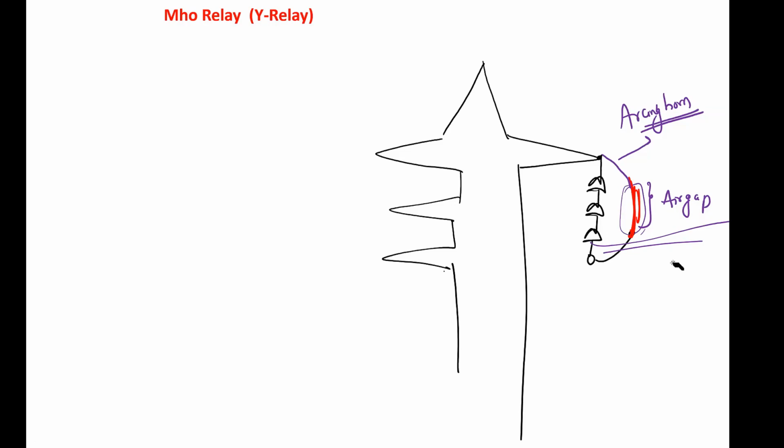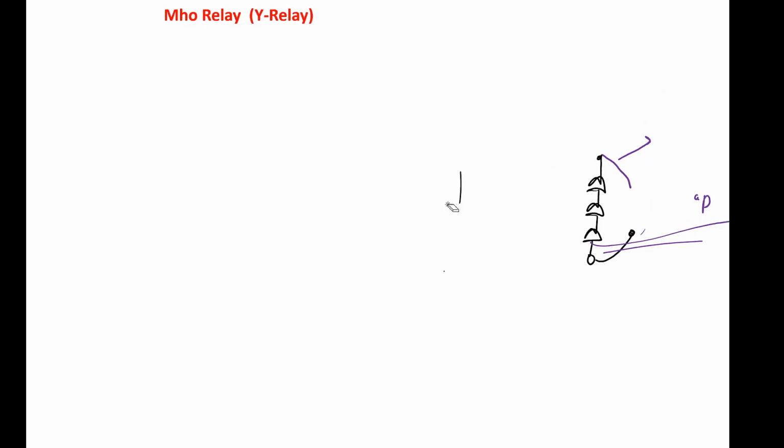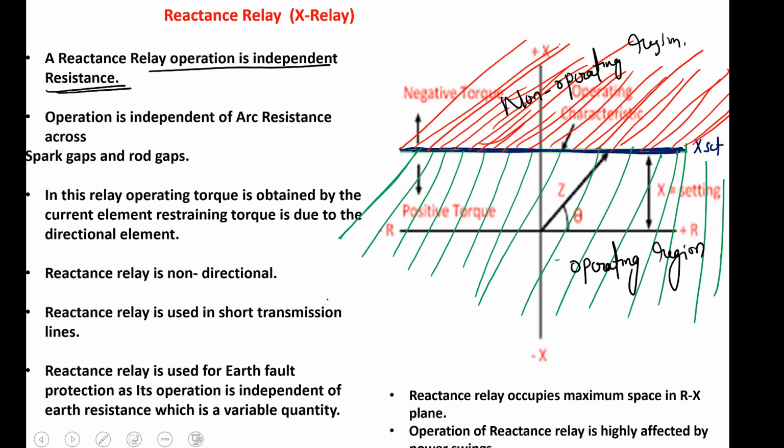So whenever this transient arc occurs, the current seen by the relay will fall below the set value and that will cause tripping. But this arc is transient in nature, it will come and go. So understand, since arc is purely resistive, where there are severe arcs in the transmission line, we have to connect a relay which is insensitive to resistance.